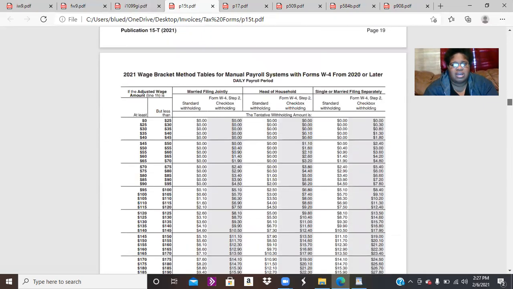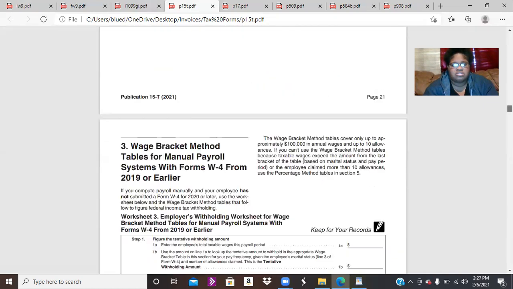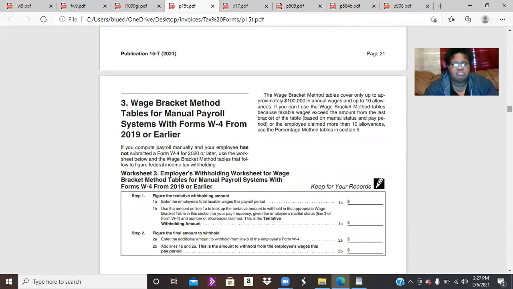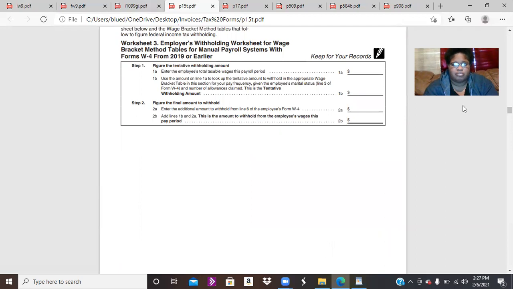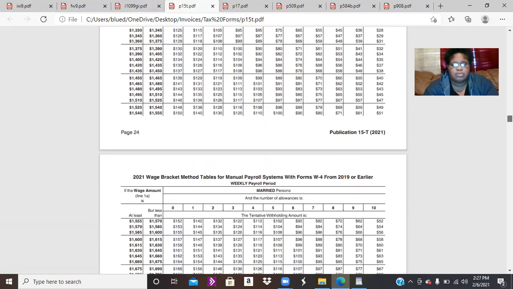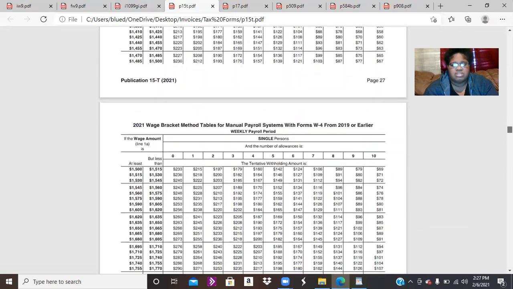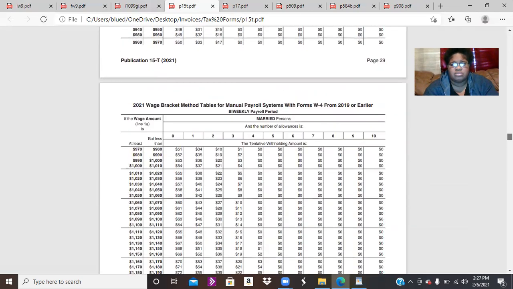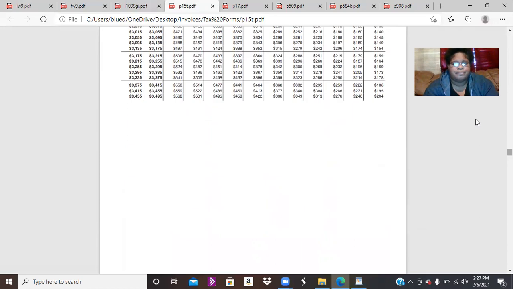And this is the whole guide on that. All right, so this one right here, wage bracket method table for manual payroll systems with forms W-4 from 2019 or earlier. So this one goes back a little further. It says keep for your records. So you would basically keep up with what you paid them and things like that for your record keeping. And then it goes back into charts. So this basically just tells you how much is supposed to be withheld out of your checks and things like that.